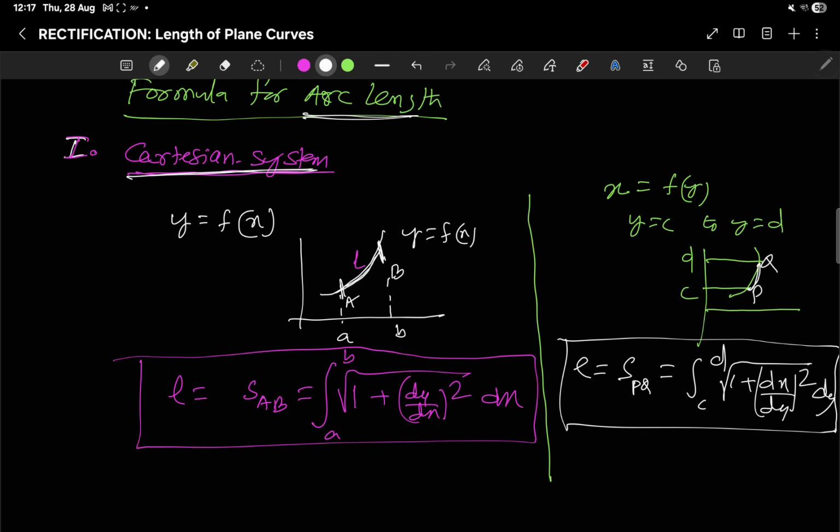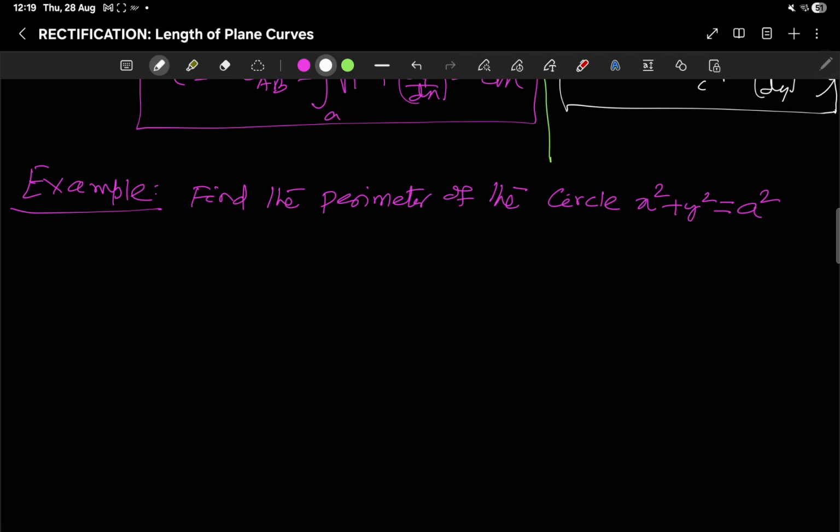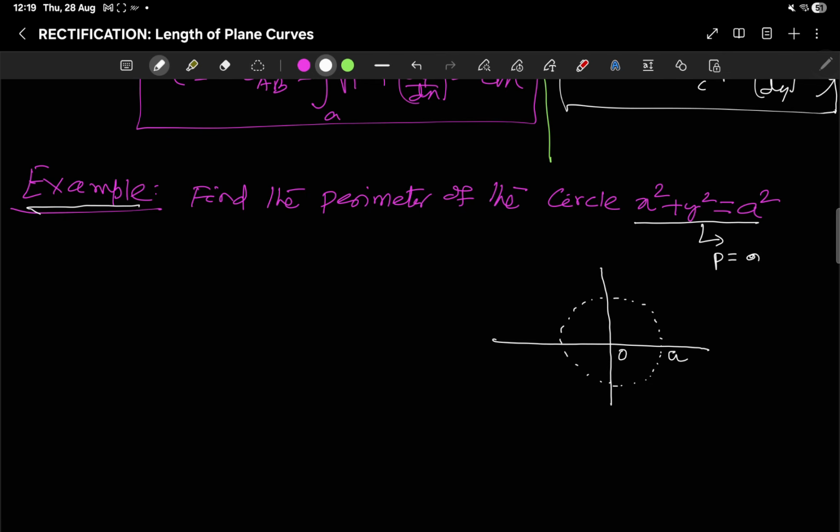So let us solve one example. Coming to your example 1, you are asked to find the perimeter of the circle x squared plus y squared equals a squared. Actually this is my circle here. The center is at the origin and the radius is a. And we know what the perimeter is: it is 2 pi r, and r is my a here. The perimeter is this. It is known from school geometry. Now we will prove it.